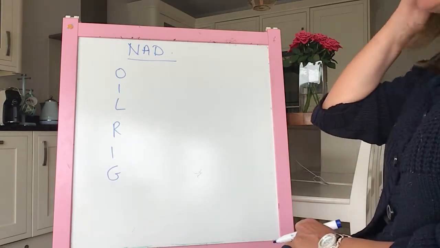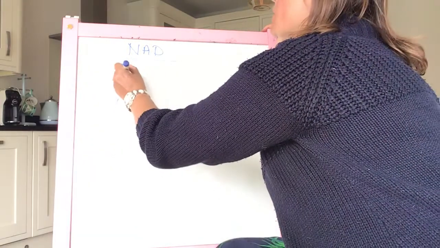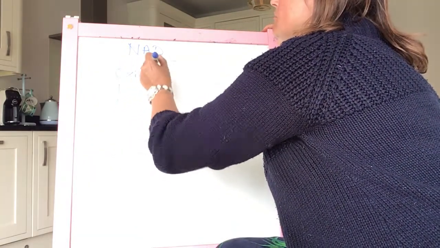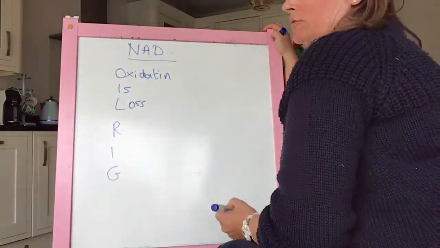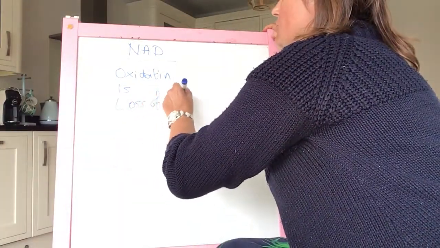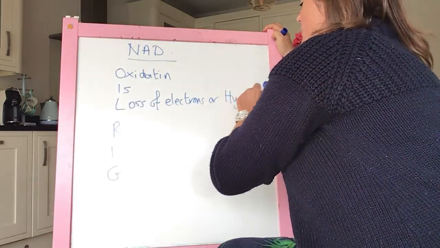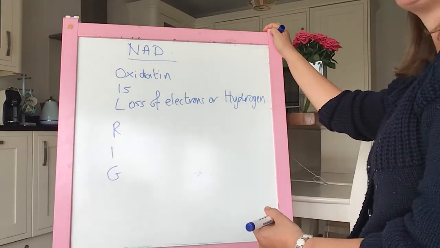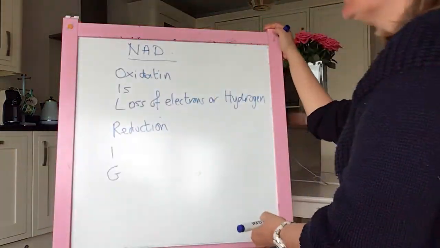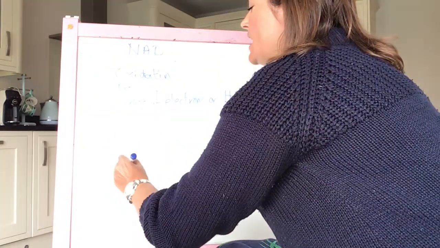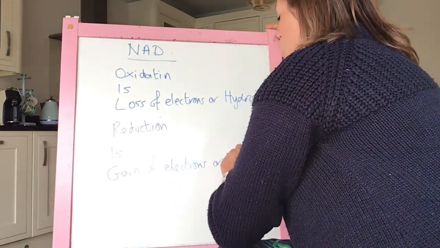Okay, so hopefully some of you will have remembered that OIL RIG stands for: Oxidation Is Loss of either electrons or hydrogen. Okay? R is reduction. So reduction is gain of electrons or hydrogen.